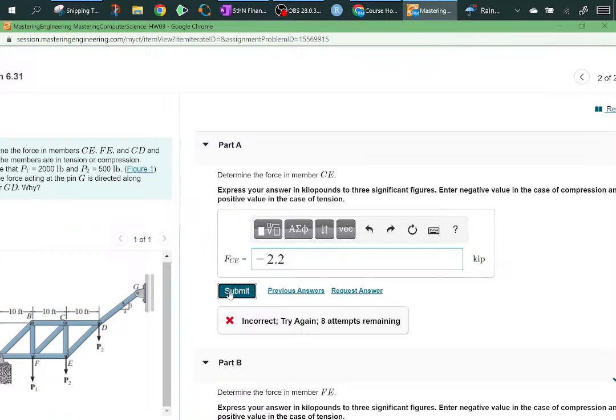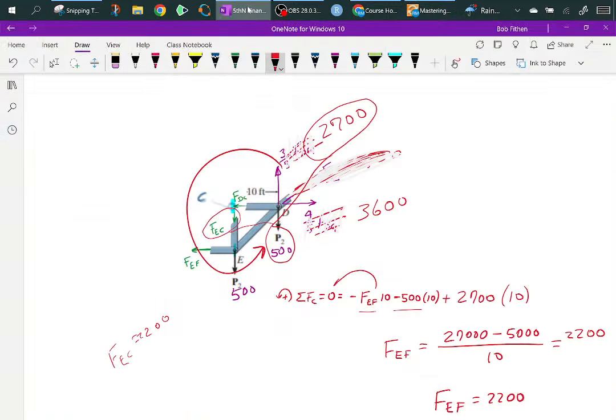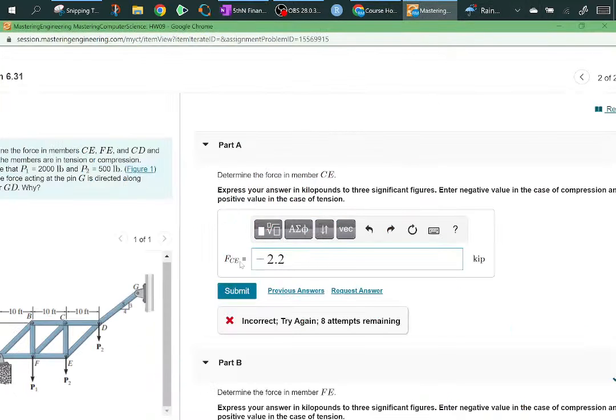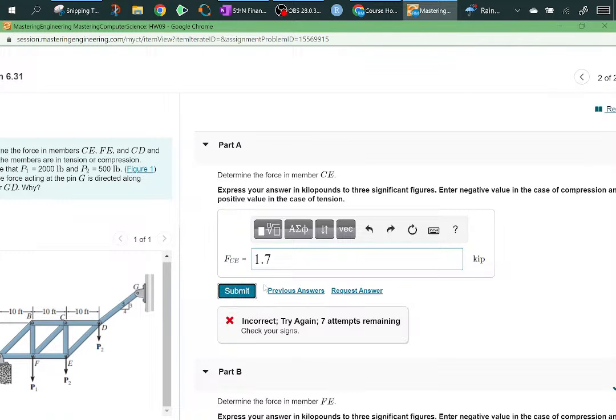8 attempts left. Okay. CE, CE. Oh, you know what? Duh. I forgot that one too. So it's not 27, it's 17. There's this one, there's that one. That's 1,000 and then 27. Okay, whoops, 1.7. Since I don't care, I'm just going to hit that. Oh no, check your signs, it says. Hey, it gave me a hint.